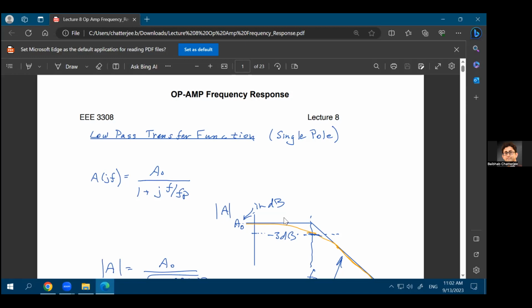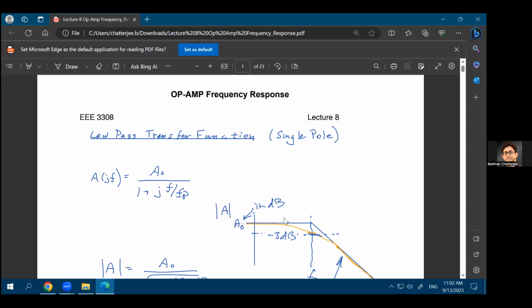Okay, so the bottom line is that if you are increasing the frequency by 10 times, your voltage transfer function will reduce by 20 dB after the pole frequency. Before the pole frequency, it will remain almost constant. So this is called a first order low pass filter.